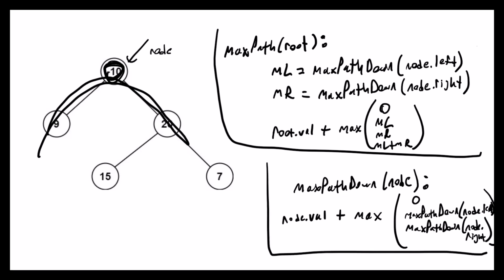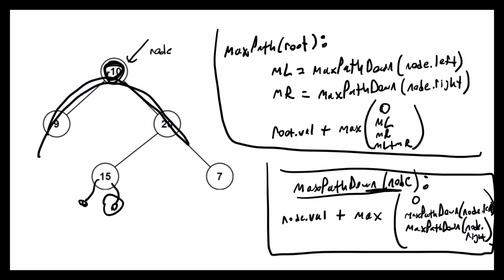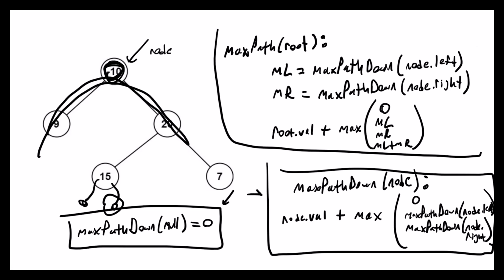And so now that we have our recursion, we need a base case. And the base case is when we get to some node that's null, the max path down is just going to be 0. Just intuitively, this is true. And so we have our recursion and base case, and so we can pretty much solve the problem.